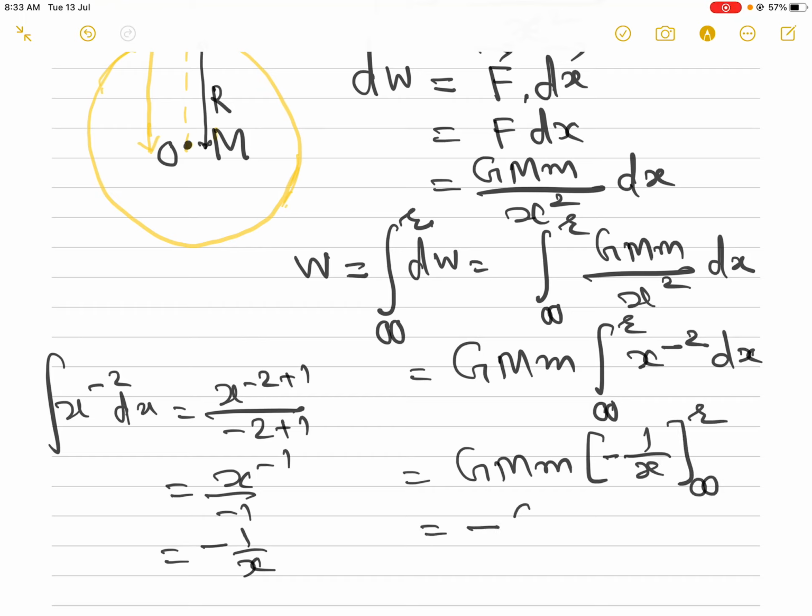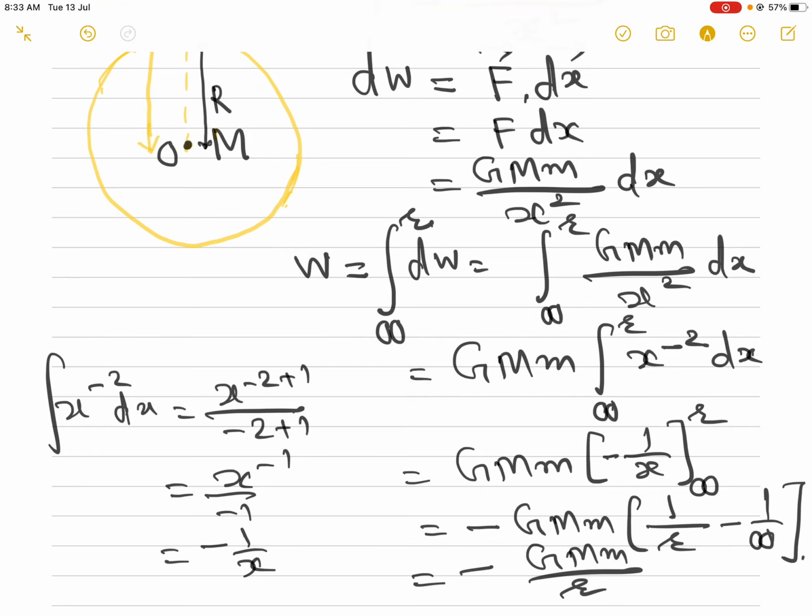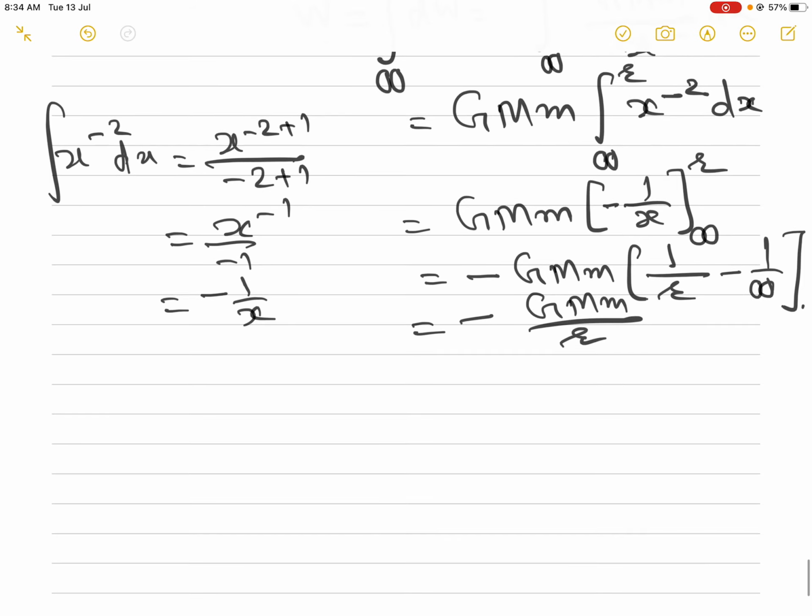So, it will be minus G M m 1 upon x, put the limit, minus 1 upon r minus 0, so we will get minus G M m upon r. So it is the expression for gravitational potential energy.